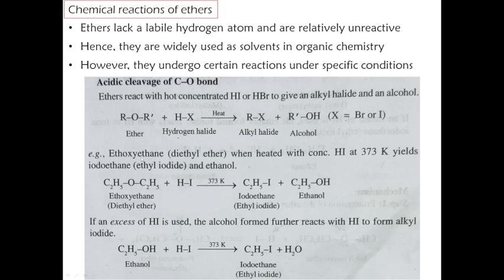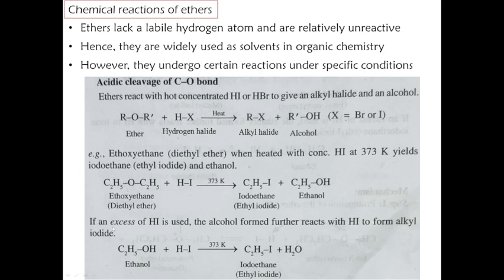Specifically, when ethoxyethane, or diethyl ether, is treated with concentrated hydriodic acid, HI, at a high temperature of 373 Kelvin, we get one product that is an alkyl halide, iodoethane, and the second product is an alcohol, ethanol. So here one of the carbon-oxygen bonds got cleaved.